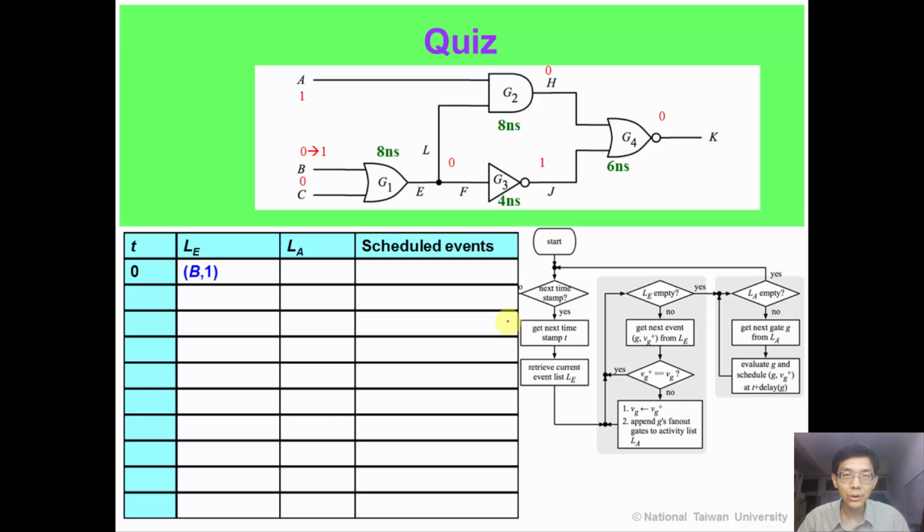Now it's time for you to work on this quiz. Suppose that we have one input rising at time 0. Please fill in this table using the two-pass algorithm. Please pause the video and work on this quiz.